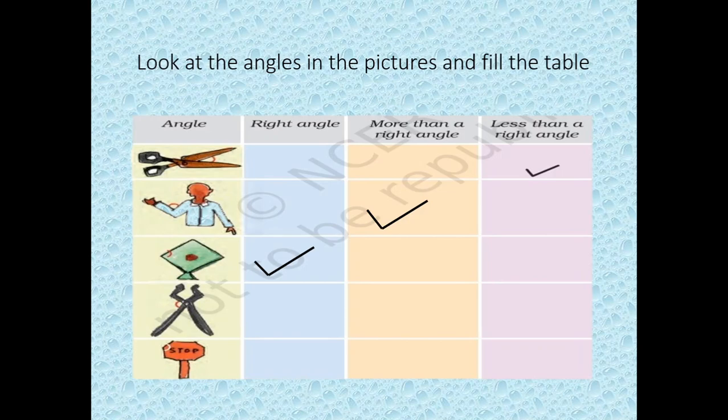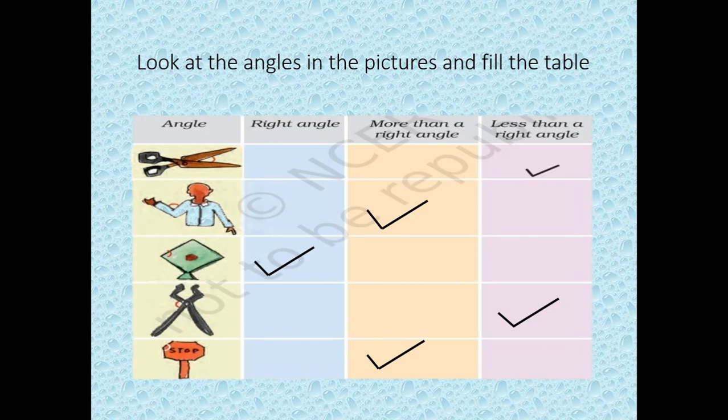Observe the angle in the next picture. It's slightly less than L. So it is less than a right angle. Last one, if you observe it, it's more than 90 degrees.